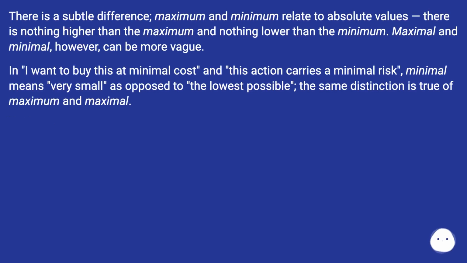Maximum and minimum relate to absolute values. There is nothing higher than the maximum and nothing lower than the minimum. Maximal and minimal, however, can be more vague. In "I want to buy this at minimal cost" and "this action carries a minimal risk," minimal means very small as opposed to the lowest possible. The same distinction is true of maximum and maximal.